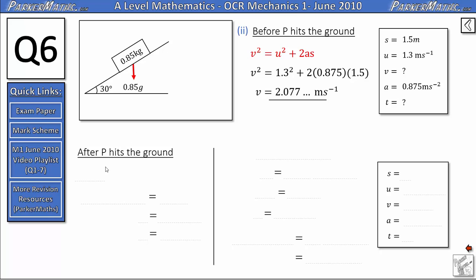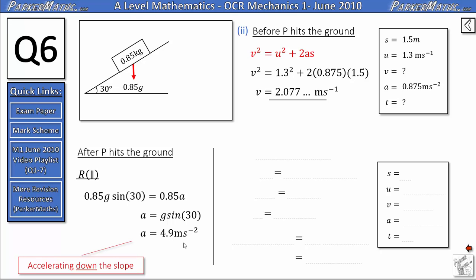So if we now resolve forces on the block down the slope, we get a component of this weight force, which is 0.85g sin 30, and that's going to equal mass times acceleration, 0.85a. As we've got a 0.85 on both sides of the calculation, we can cancel to get a equals g sin 30. Sin 30 is just a half, so we get left with a equals 4.9 meters per second squared.